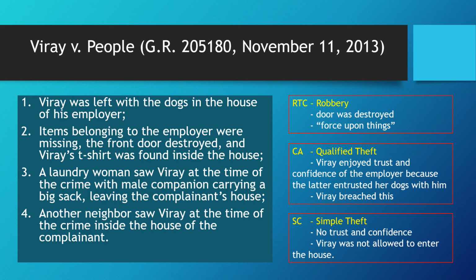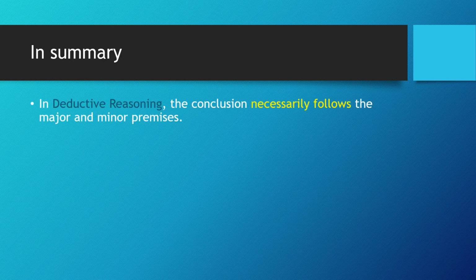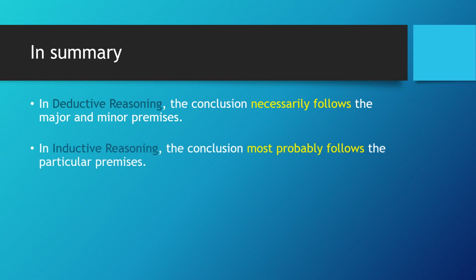All in all, cases with circumstantial evidence are good examples of inductive reasoning. In summary, in deductive reasoning, the conclusion necessarily follows the major and minor premises, while in inductive reasoning, the conclusion most probably follows the particular premises.